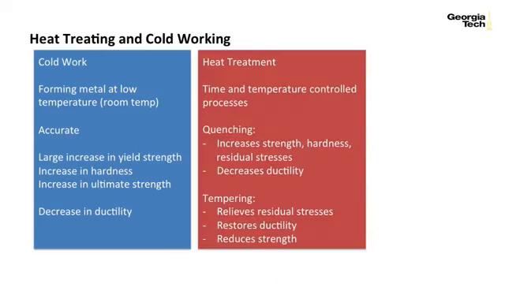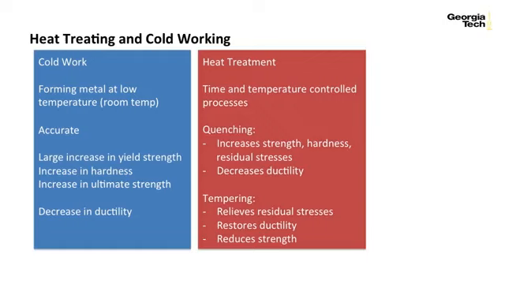So heat treating, these are time and temperature controlled processes. Quenching is when you heat the metal up to a high temperature and then you control the cooling rate. Typically quenching is done quite rapidly. It increases the strength and the hardness, but it decreases the ductility and it can leave residual stresses in the material. Tempering is when you heat the material up to below the critical temperature for the material and hold it there for a certain amount of time. What tempering does is it relieves the residual stresses, it restores the ductility, but it reduces the strength.